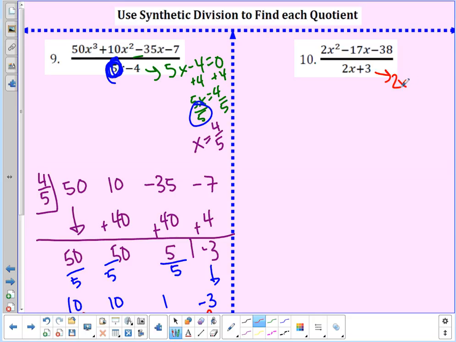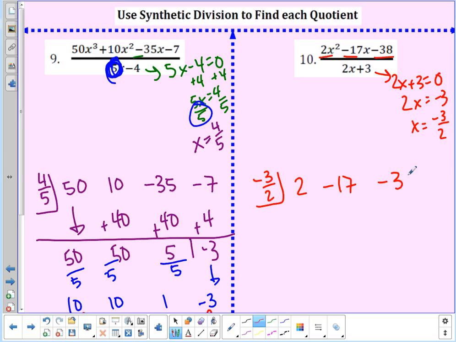So 2x plus 3 gets set equal to 0. That's 2x equals negative 3. That's x equals negative 3 halves. Ooh, tricky. Negative 3 halves goes outside. 2, negative 17, negative 38. Space to write one number and remainder box.